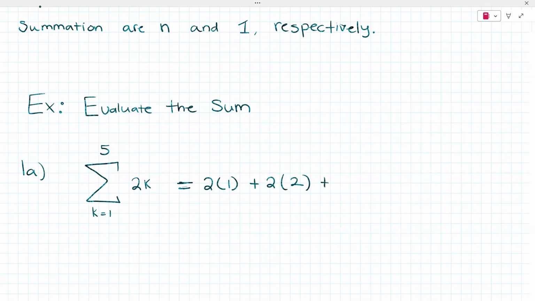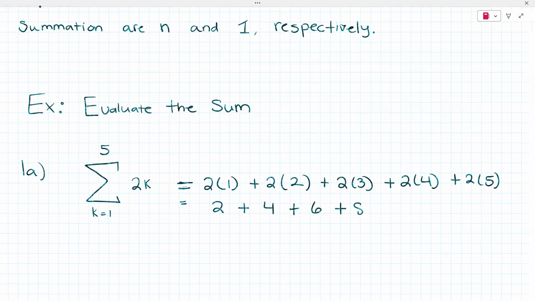Plus 2 times 3 plus 2 times 4 plus 2 times 5. So you know that 2 times 1 is 2, plus 2 times 2 is 4, 2 times 3 is 6, 2 times 4 is 8, and then 2 times 5 is 10. And you get 30.